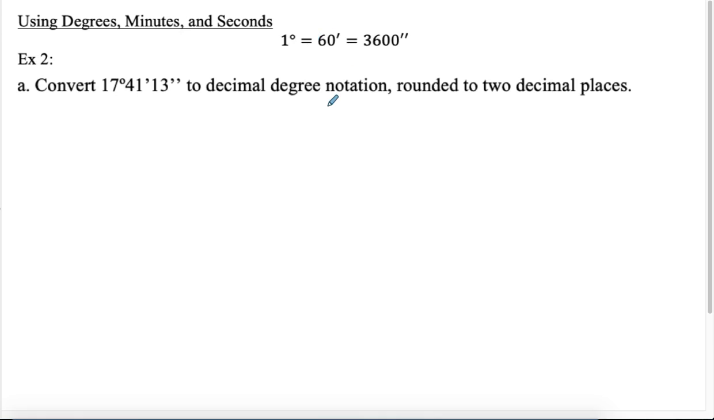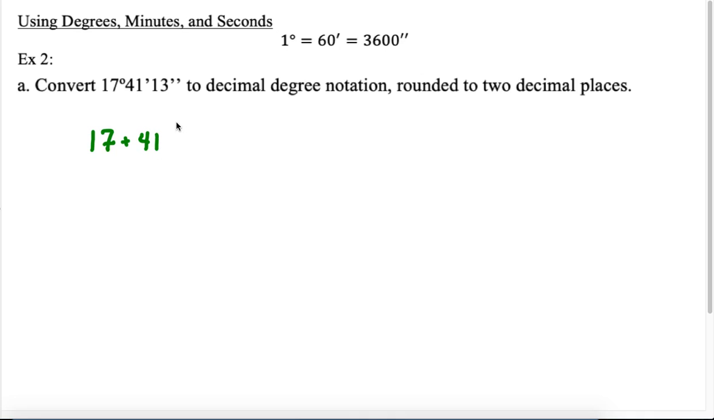degree is equal to 60 minutes. The same as 1 hour is equal to 60 minutes. 1 degree is equal to 60 minutes. So if we think about 1 hour equaling 3,600 seconds, 1 degree would also equal 3,600 seconds. Okay, so if I want to convert this, what we're thinking about is each minute is 1/60th of a degree, and each second is 1/3600th of a degree.